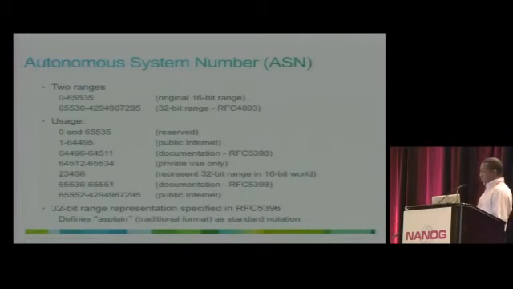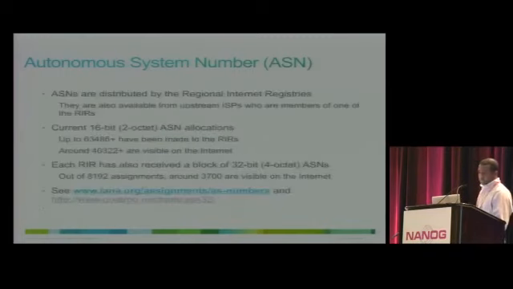So the 32-bit range, which is a 4-octet range, is specified in RFC 5396. This is for your reference, so it's good to go and refer to it. It's defined as AS-plain, just a plain number, but it's possible to express it in a dot format as well, instead of just a plain ASN. The autonomous system numbers are distributed by RIRs, or the registries. In some cases, you can also get them from upstream service providers.